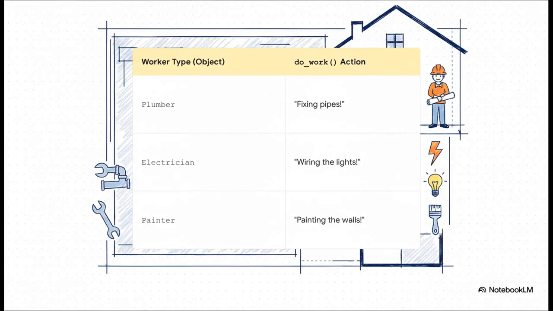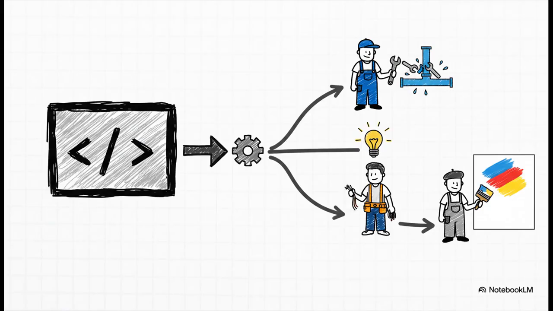But are they all going to do the same thing? Of course not. The plumber starts fixing pipes, the electrician starts wiring the lights, and the painter starts painting the walls. And that right there, that is polymorphism. One single command, or in code, one method name, like doWorkout, can create completely different results depending on the object that hears it. The power here is just incredible. It lets you write this super flexible, generic code that can work with all sorts of different objects without ever needing to know their specific details. Your code can just trust that each object knows how to do its work.